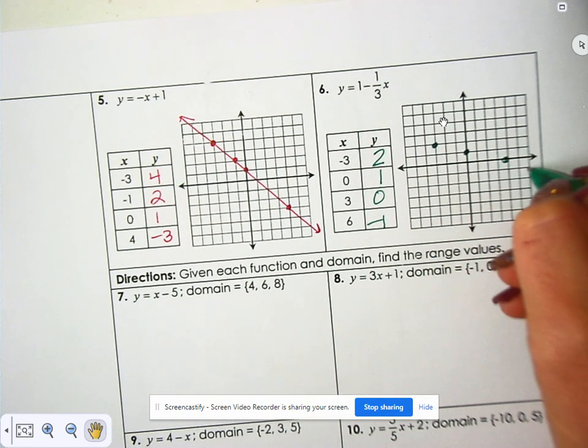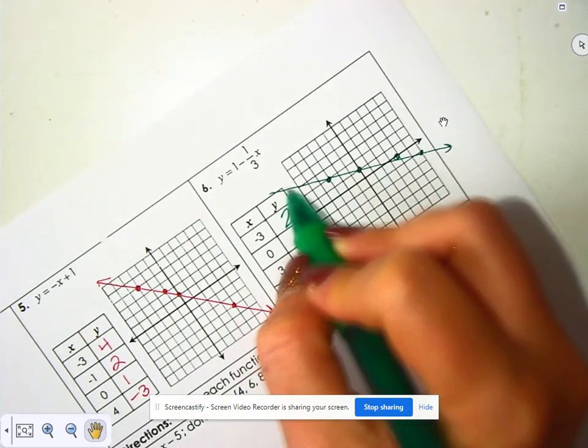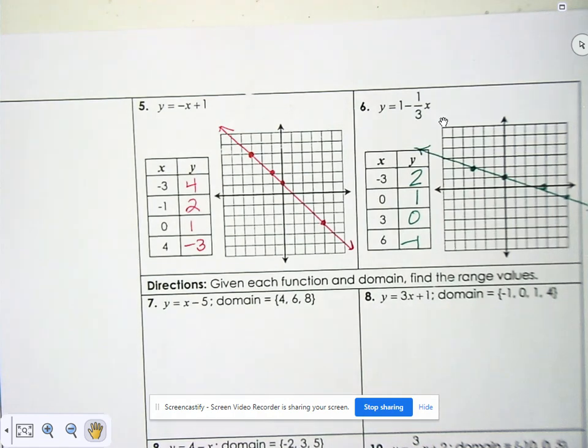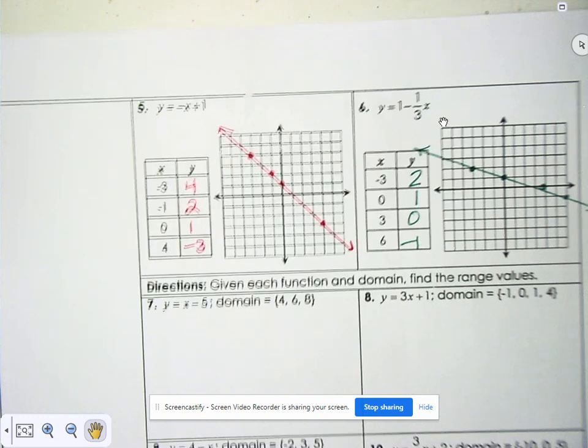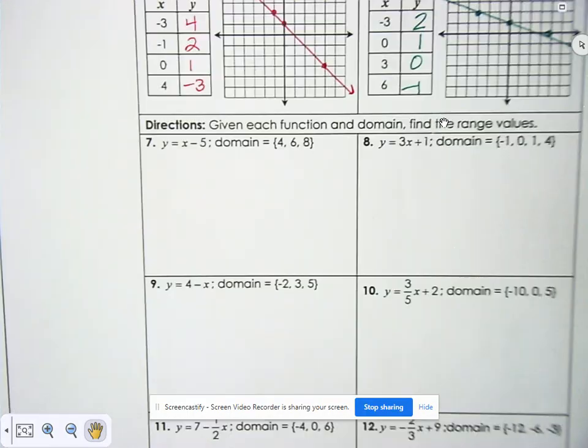All right, negative 3, 2. 0, 1, 3, 0, and then 6, negative 1. There you are. All right, that is all of the ones where they gave us the table and then they wanted us to graph, okay?